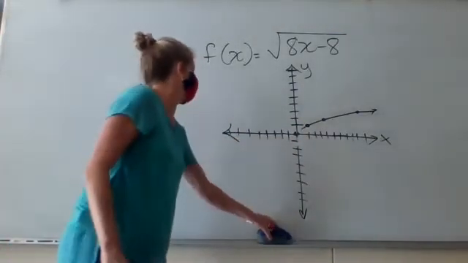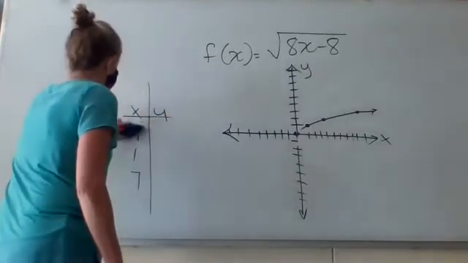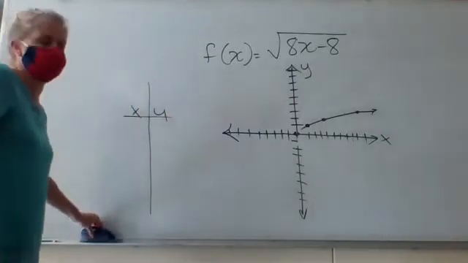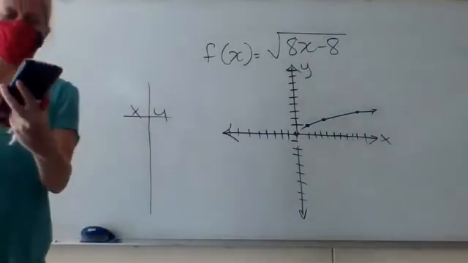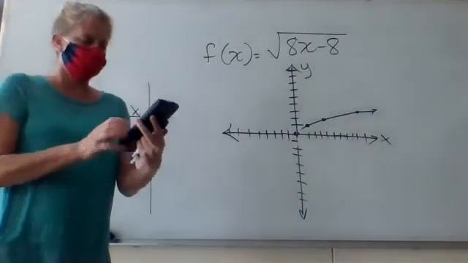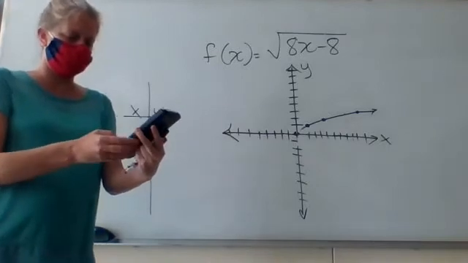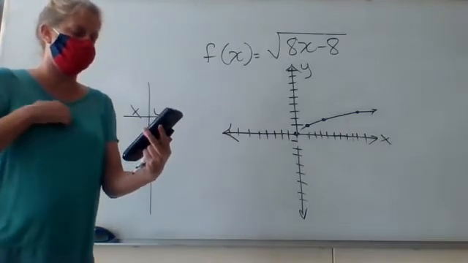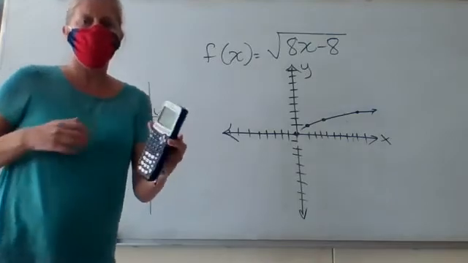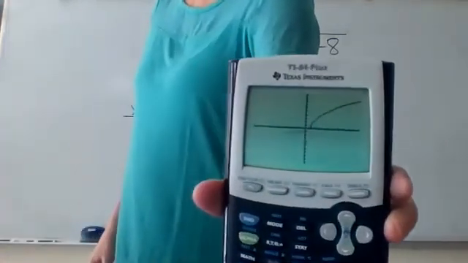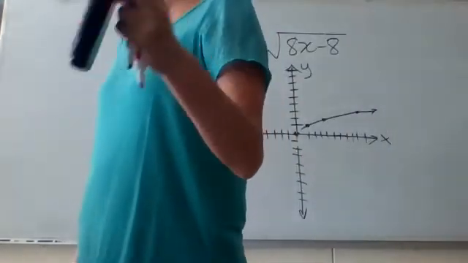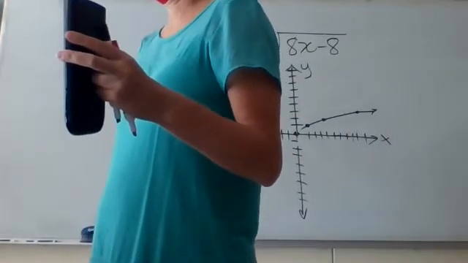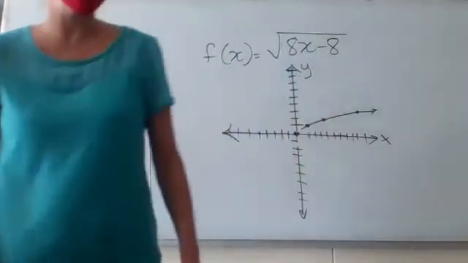So let's type this one in to see what it's going to do to my square root. So y equals second square root 8x minus 8, and graph it. This one starts on the x-axis at positive 1. So why do you think that is?